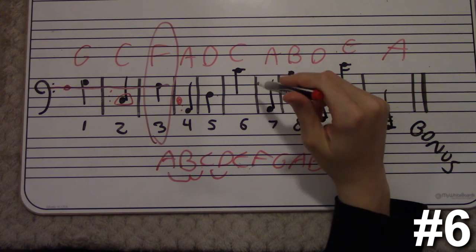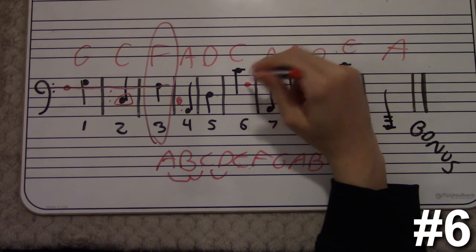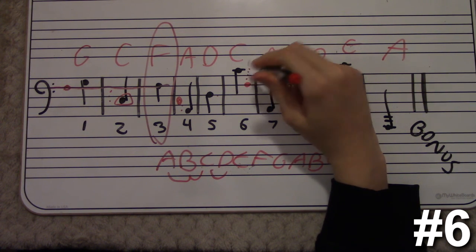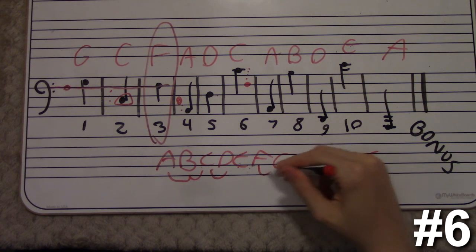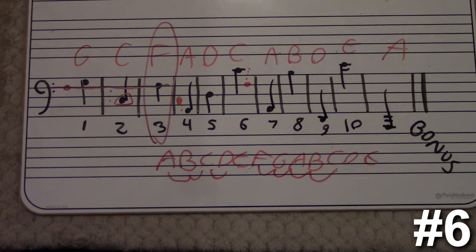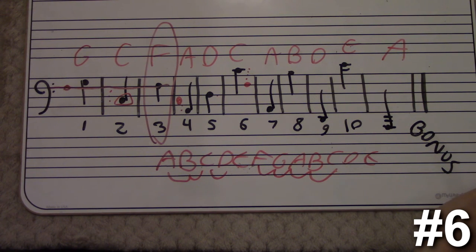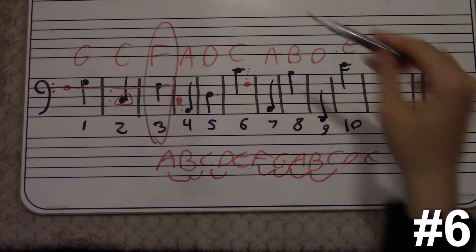Now we have our first ledger line note, so let's just use F as a reference and count up from that. So we can count 1, 2, 3, 4, up from F, 1, 2, 3, 4, and that gives us C. Or you can just memorize that the first ledger line above the staff in bass clef is C.